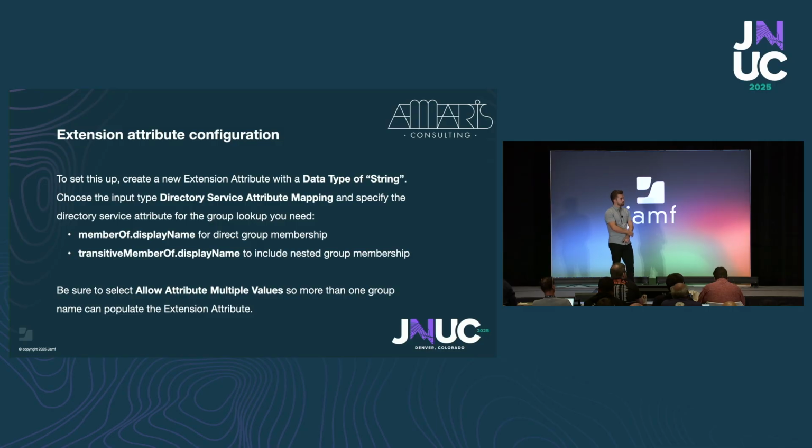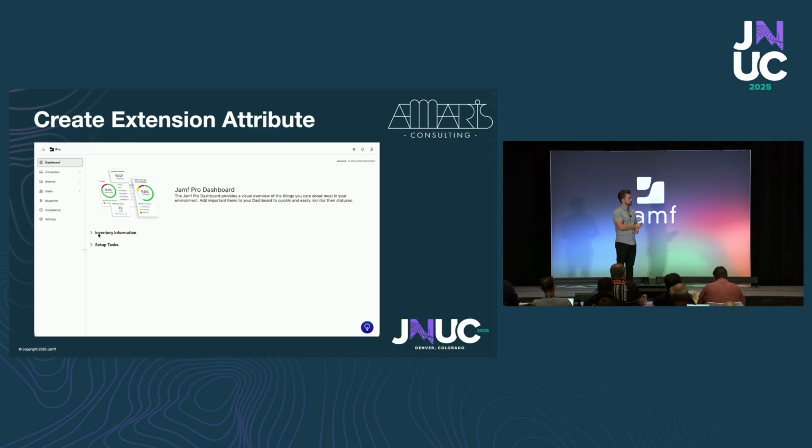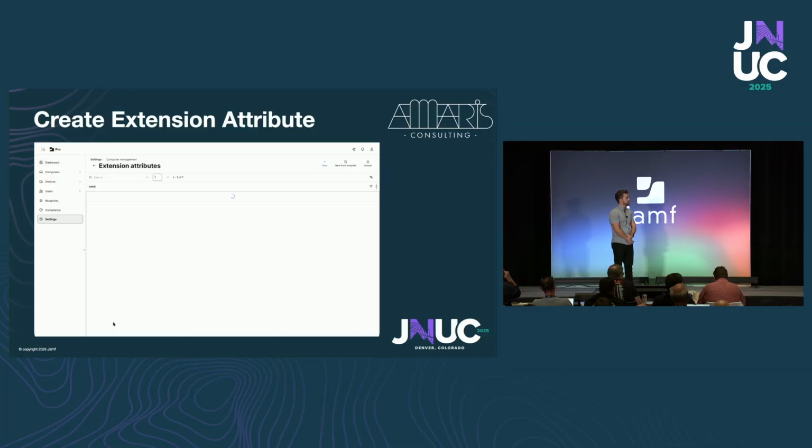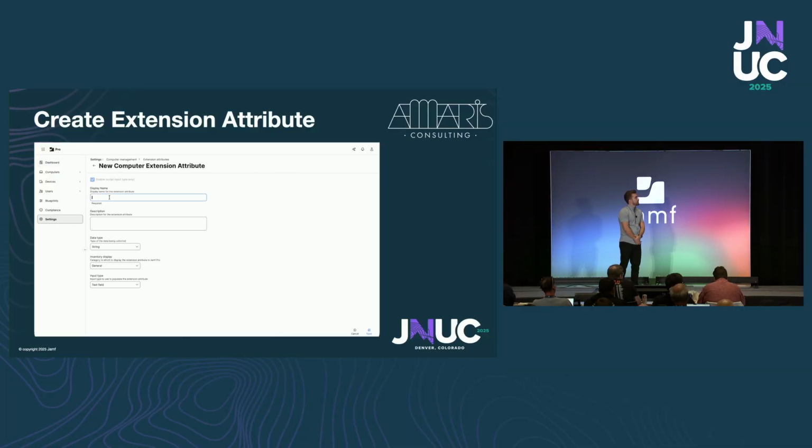And you gotta make sure to select in that extension attribute the allow attribute multiple values, because like I said, there will be multiple values, multiple groups that are gonna show up in the extension attribute. Here's a quick video on how to do it. So you go to settings, computer management, extension attributes, and we can create a new one.